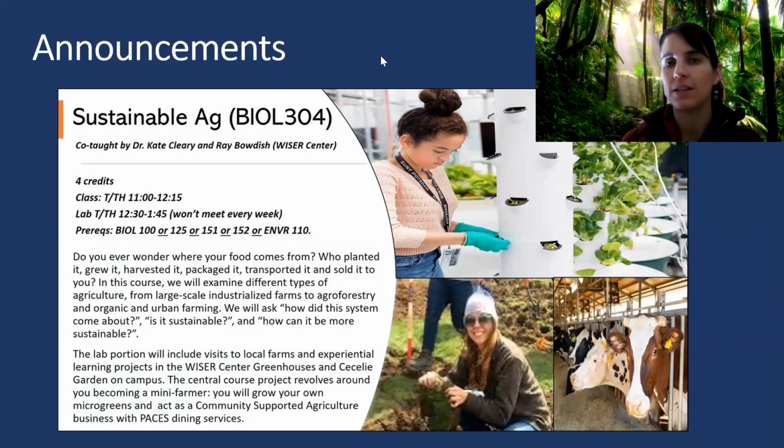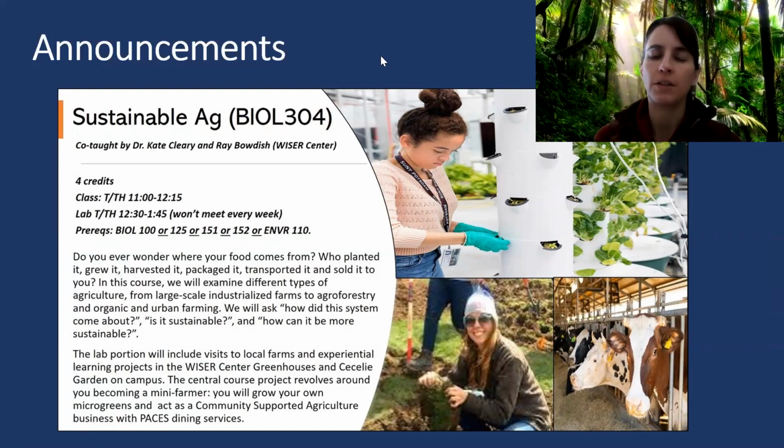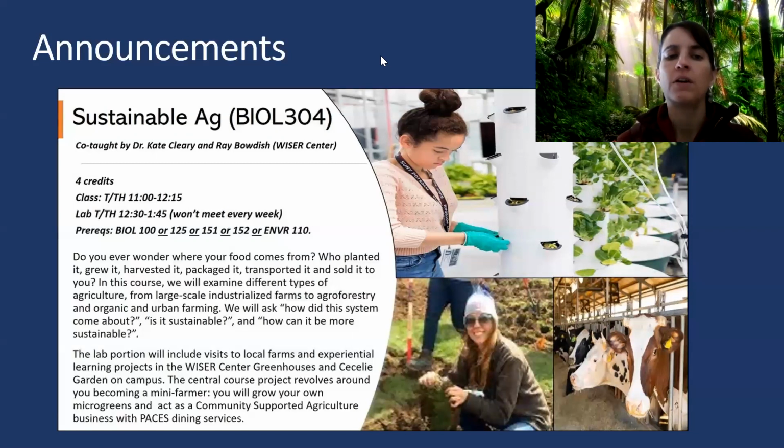It's 4 credits, so it's a lot of credits, but it's maybe one of the better 4 credit classes you can take in terms of time, because there's a lecture and a lab. That's how you get the 4 credits. But the lab doesn't meet every week. We'll have several weeks where we don't meet at all because the class structure doesn't require it. So we do have some prereqs. You have to have any one of these classes, so Bio 100 or 125 or 151 or 152 or ENVR 110, which is Intro to Environmental Studies.